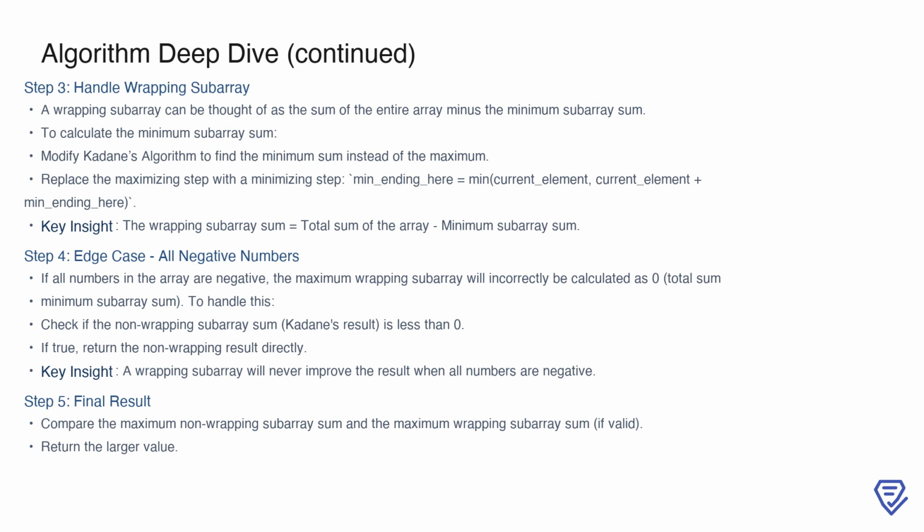However, there's an important edge case to handle. If all the numbers in the array are negative, the wrapping subarray will incorrectly result in a sum of 0. In such cases, we should rely solely on the non-wrapping subarray sum, which Kadane's algorithm already gives us. This ensures the result is accurate for all scenarios.